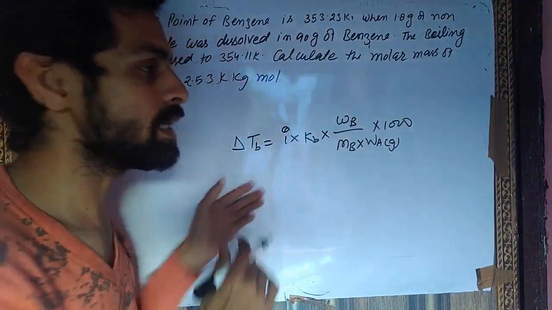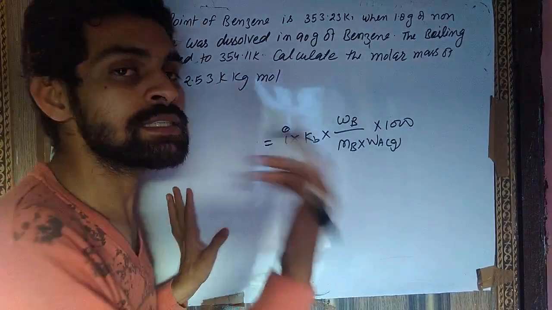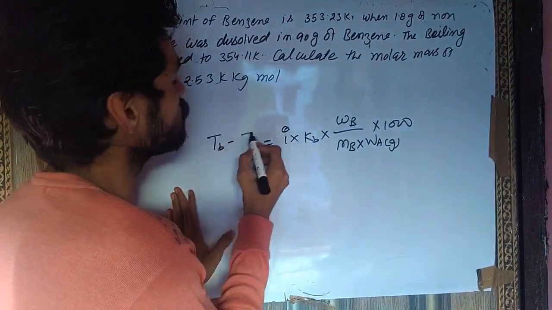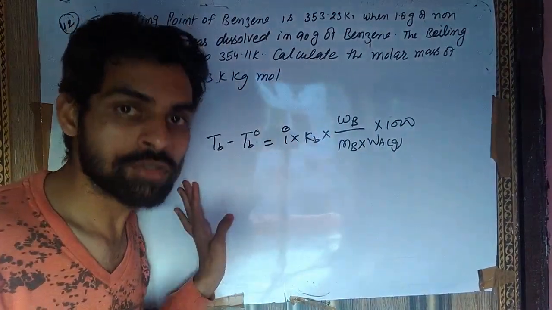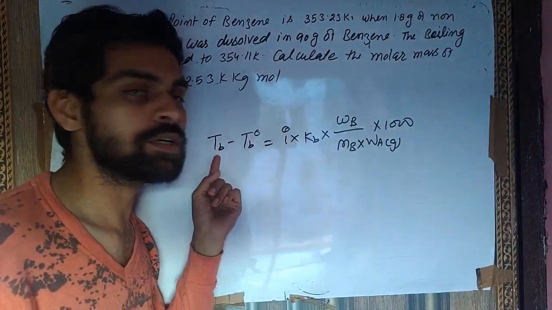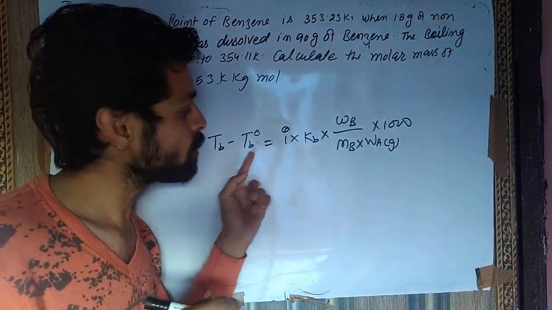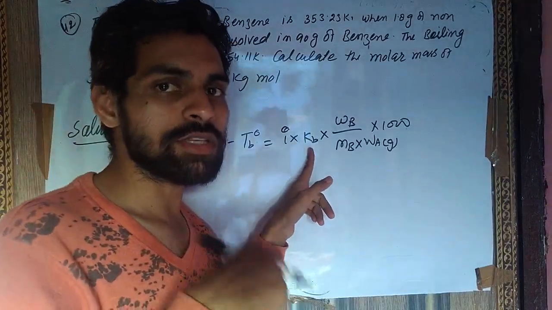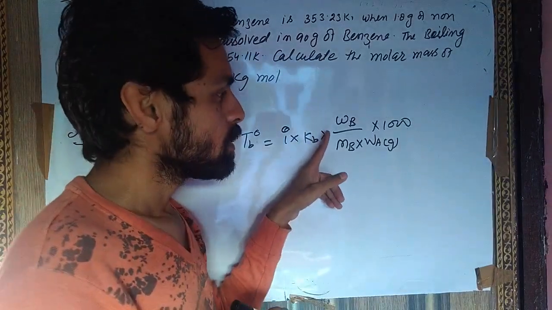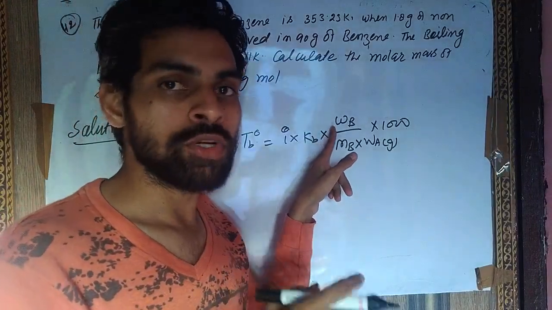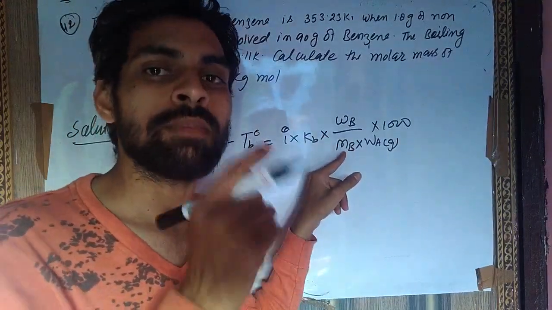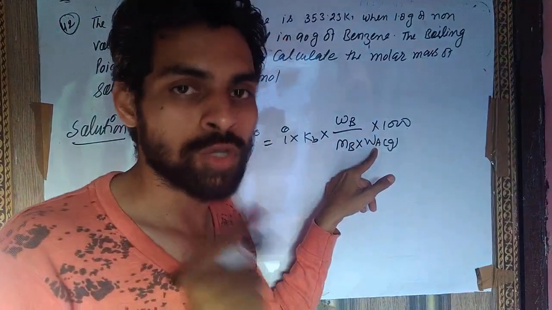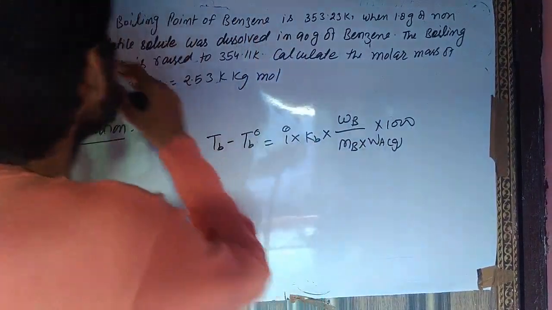And what is this delta TB? This is the difference between the boiling point of the solution and the boiling point of the pure solvent. i is the van't Hoff factor, KB is the molal elevation constant, WB is the weight of solute, MB is the molecular mass of solute, and WA is the weight of solvent in gram. Okay, so read the question.